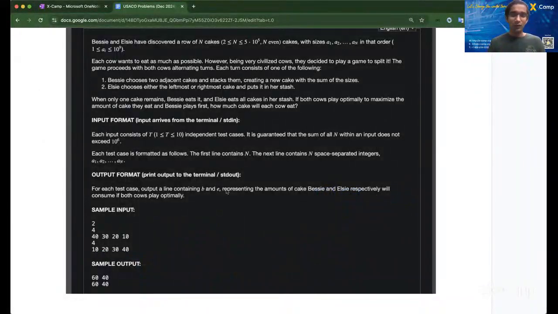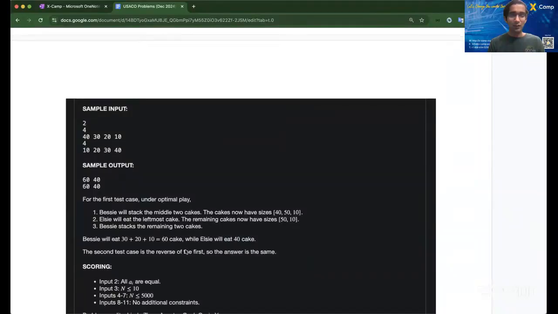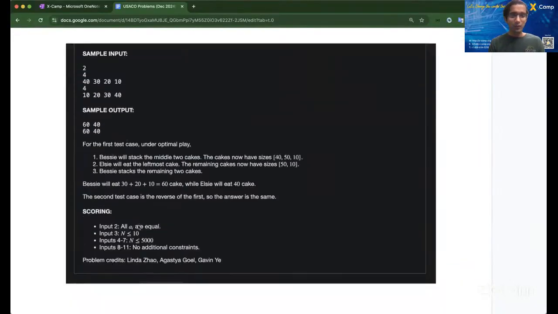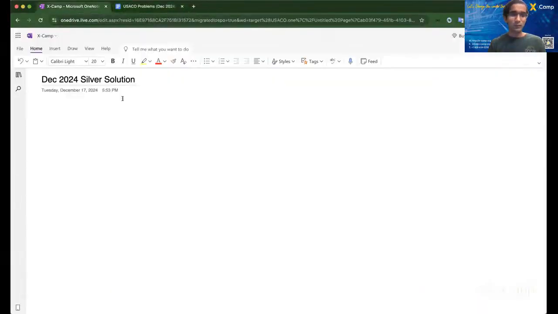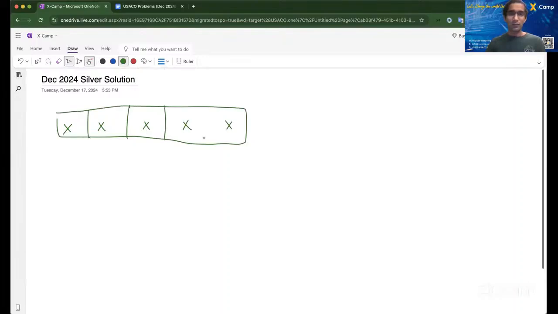One thing that can be useful to look at is what the subtasks are. The first subtask is where all the elements are equal. So let's consider the case where all the elements are equal, x, x, x, x. These are all the cakes. You can assume they're all 1s, because the solution will be the same. You'll just have to multiply by x.